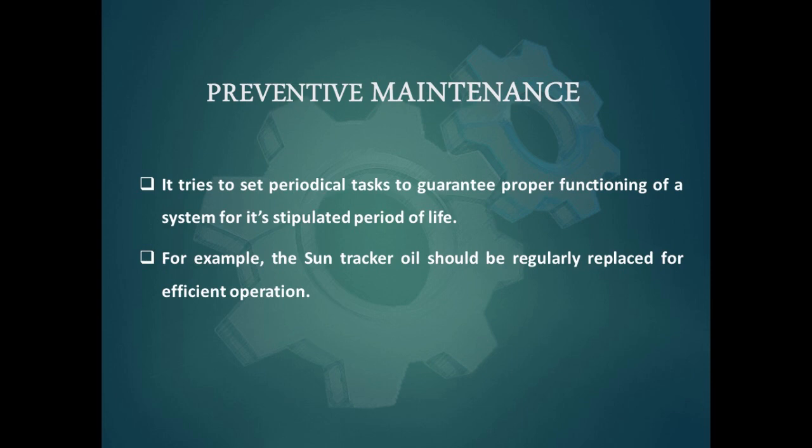Preventive maintenance tries to set periodical tasks to guarantee proper functioning of a system for its stipulated period of life. For example, the sun tracker oil should be regularly replaced for efficient operation.